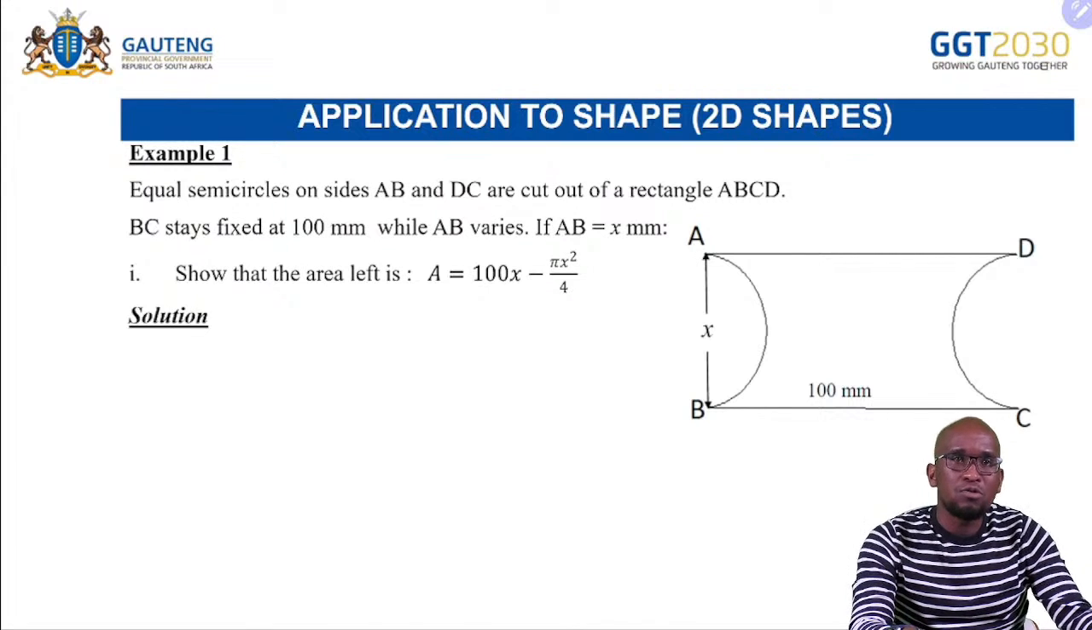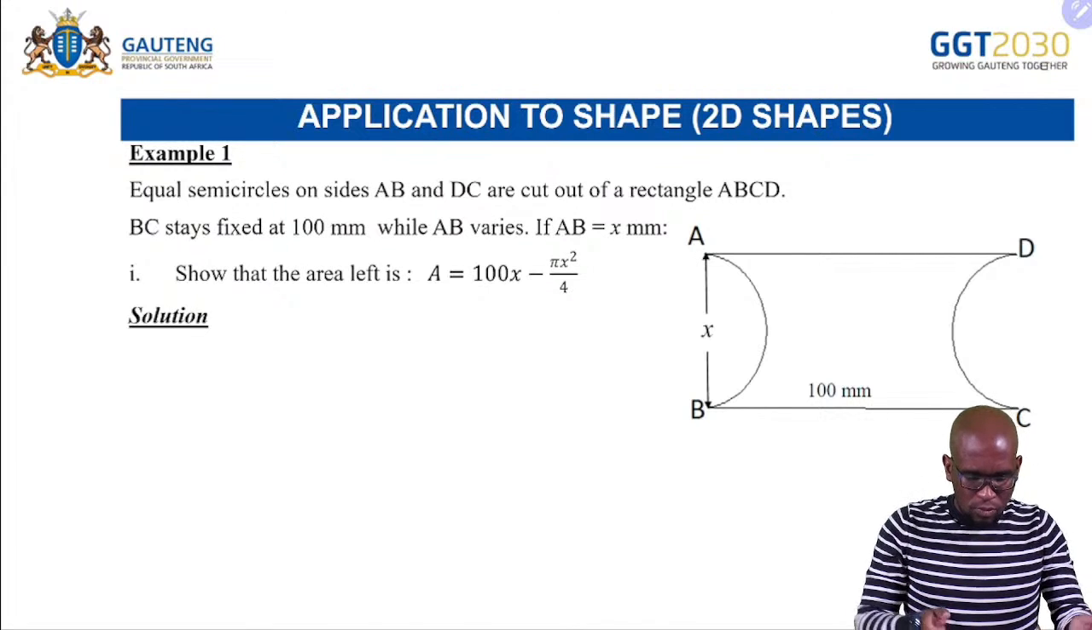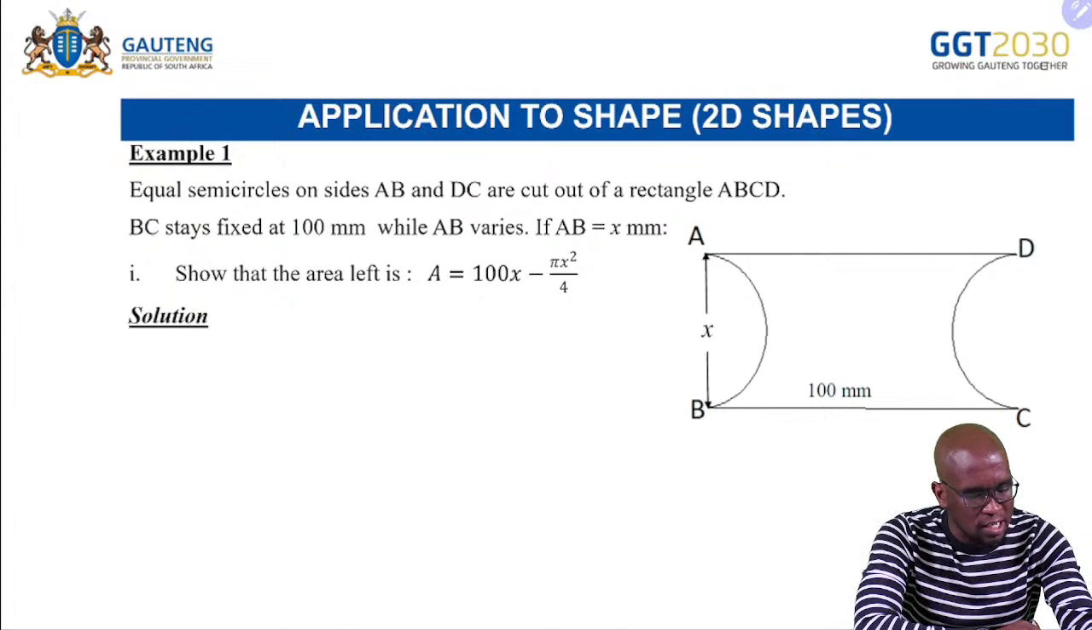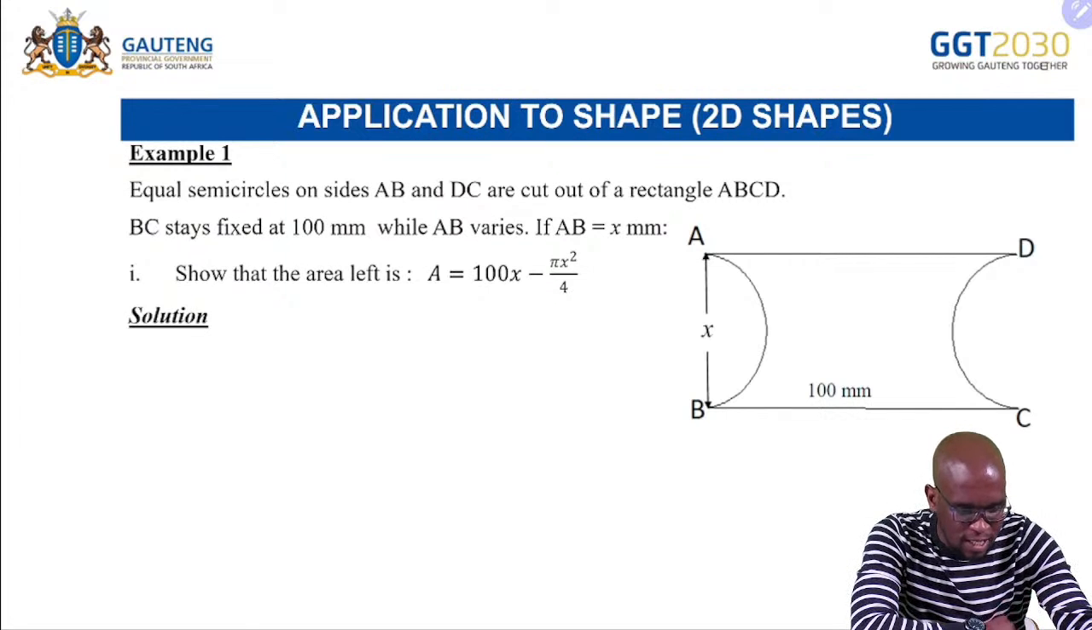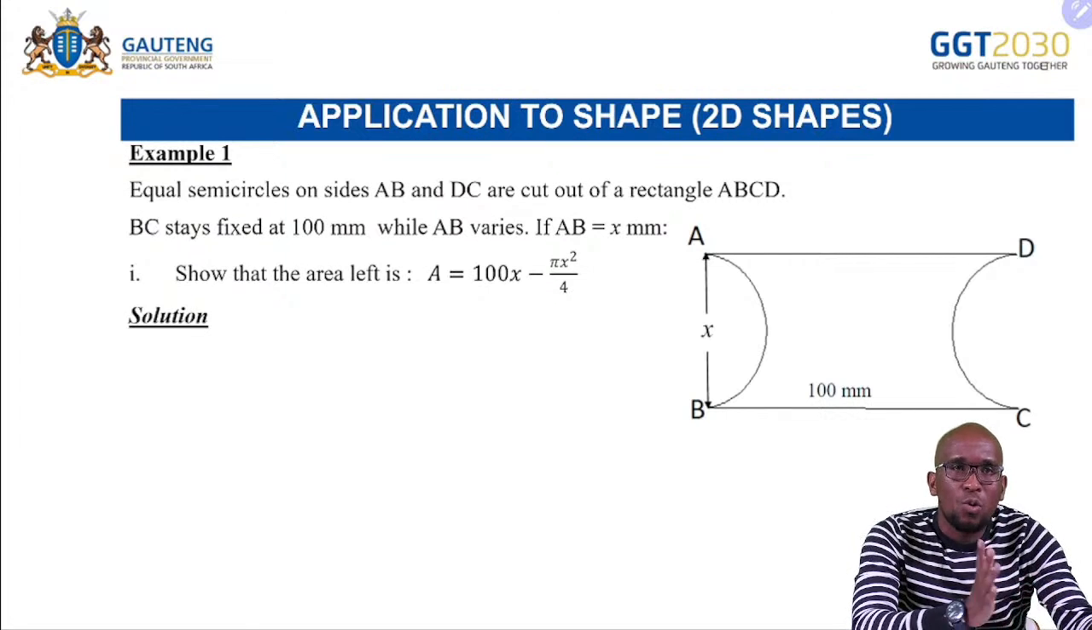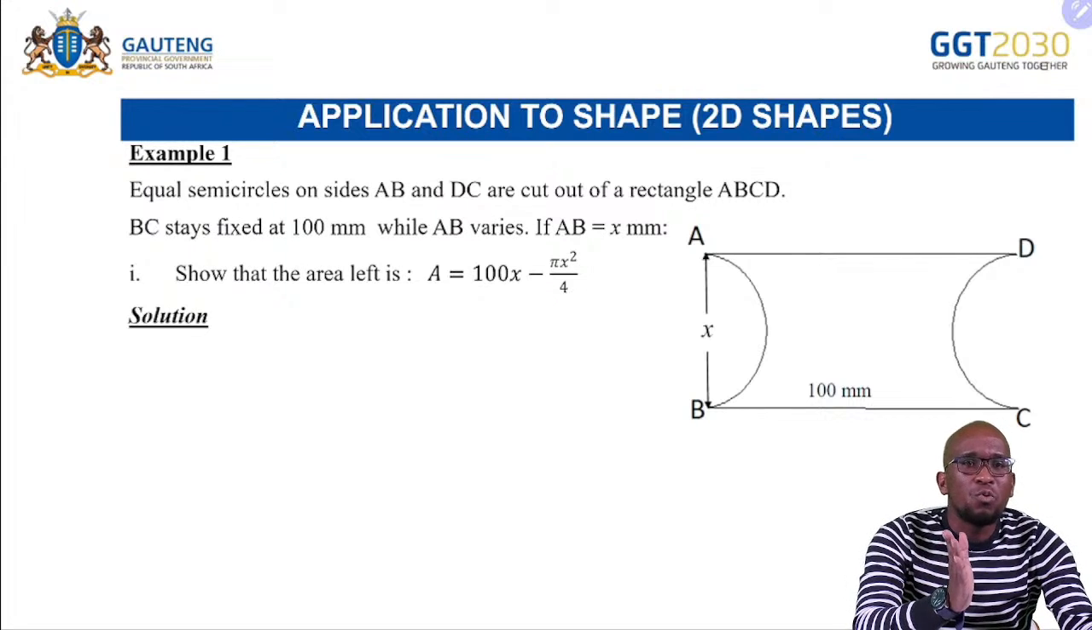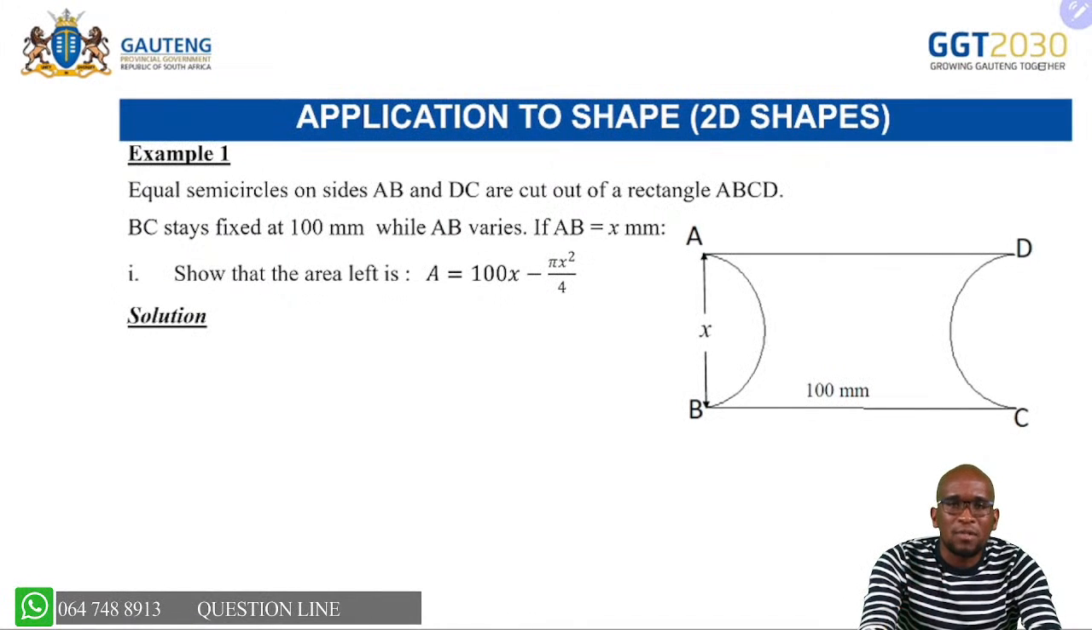Now, if we are to look into this specific question, it says equal semicircles on sides AB and DC are cut out of a rectangle ABCD. So what is happening here is that we are cutting out equal semicircles on opposite ends of this particular rectangle.